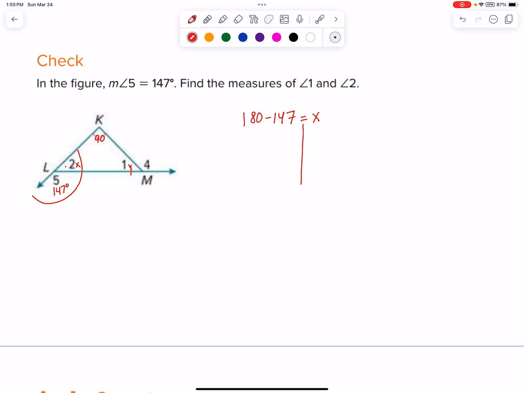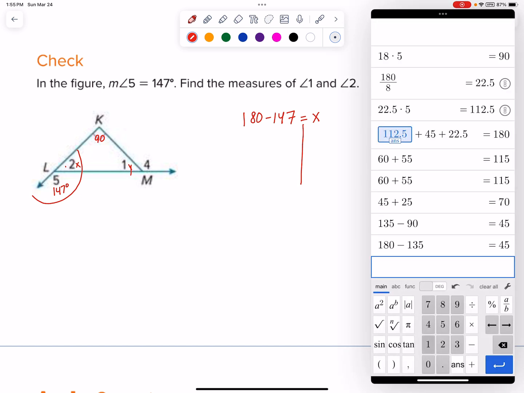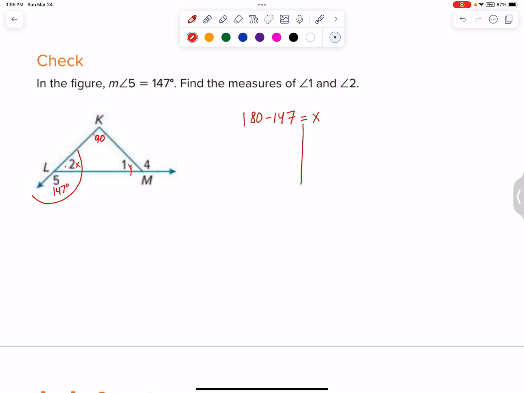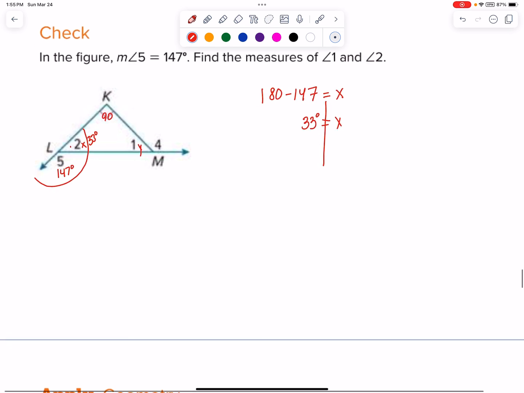Okay, so here we go, 180 minus 147. And so you can see it's 33. Oops, I mistyped that. 147. I was going to say that's not 143 degrees. So 33 degrees. As you can see, it's not actually a 45-degree angle. X for this one equals 33 degrees. So let's go ahead and mark that in. 33 degrees. Now I know that 90 plus 33 plus y has to equal 180.